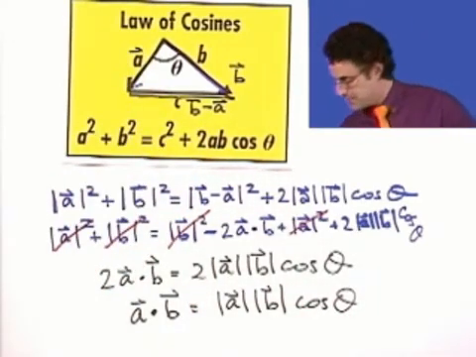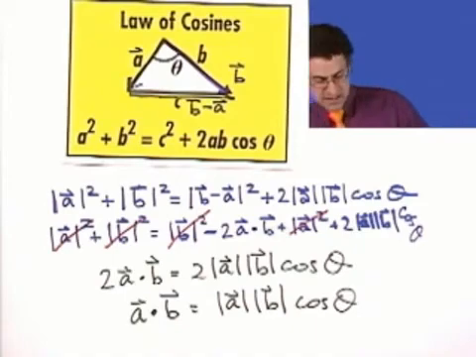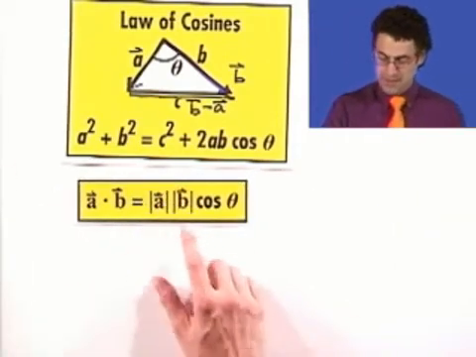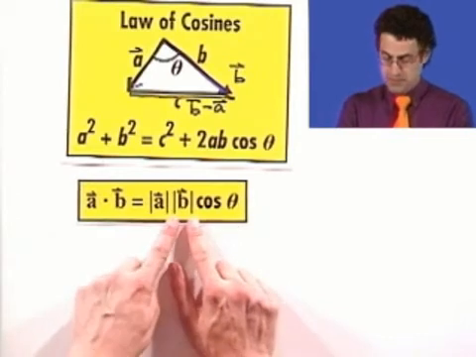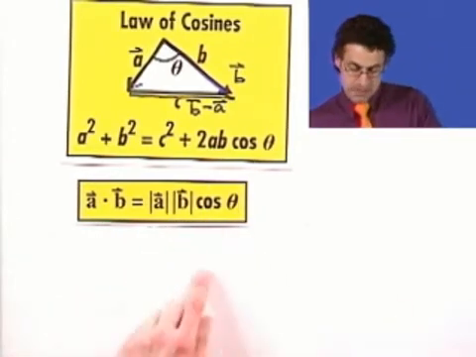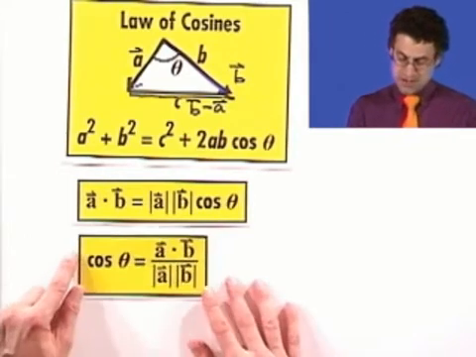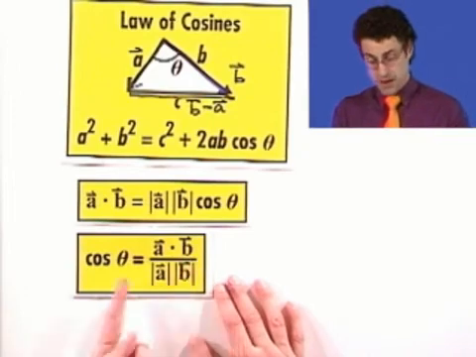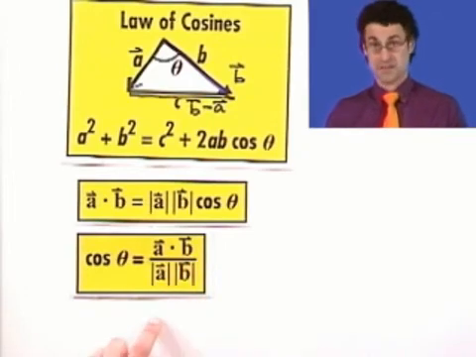And so what does that mean? First of all, here is what we've just discovered. We've just discovered that a dot b is the length of a multiplied by the length of b times the cosine of the angle between them. And if I solve this for cosine, I see that the cosine of the angle between two vectors is equal to the dot product divided by the product of their lengths.